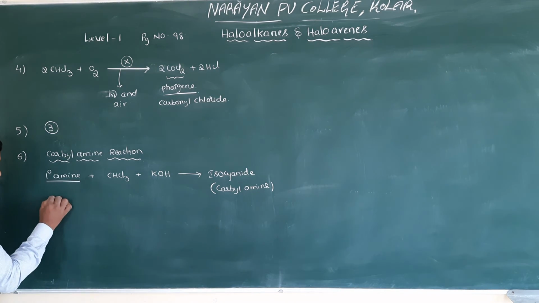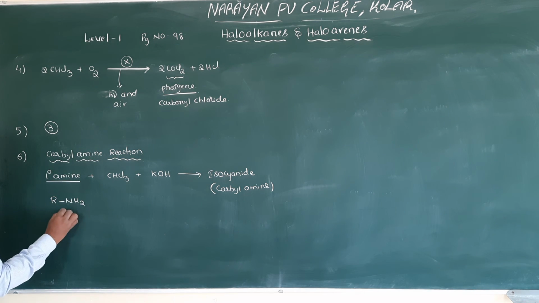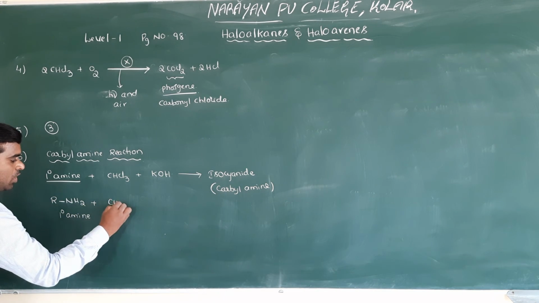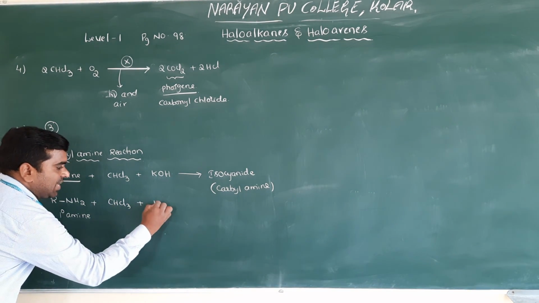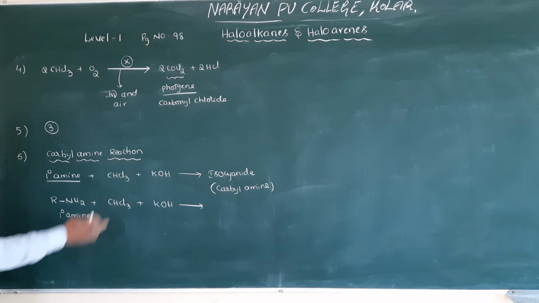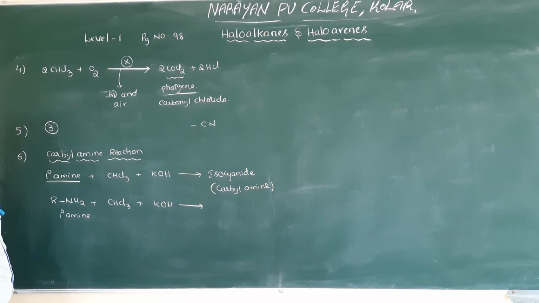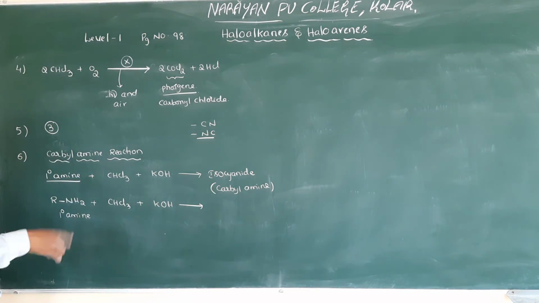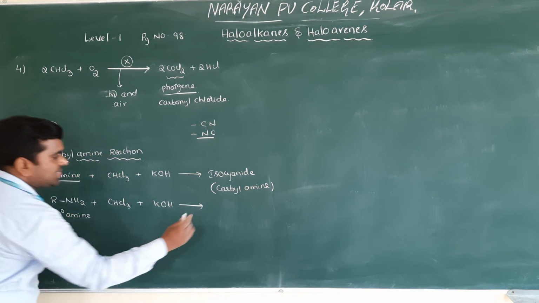Suppose I write here R-NH2. NH2 is there, so it is a primary amine. Which amine is it? Primary amine, treated with chloroform, you already know chloroform is CHCl3, and alkali, meaning you write a base here. Clear? Isocyanide: you already know the functional group in cyanide is CN. CN is cyanide, NC is isocyanide. So in this reaction you have to get isocyanide.